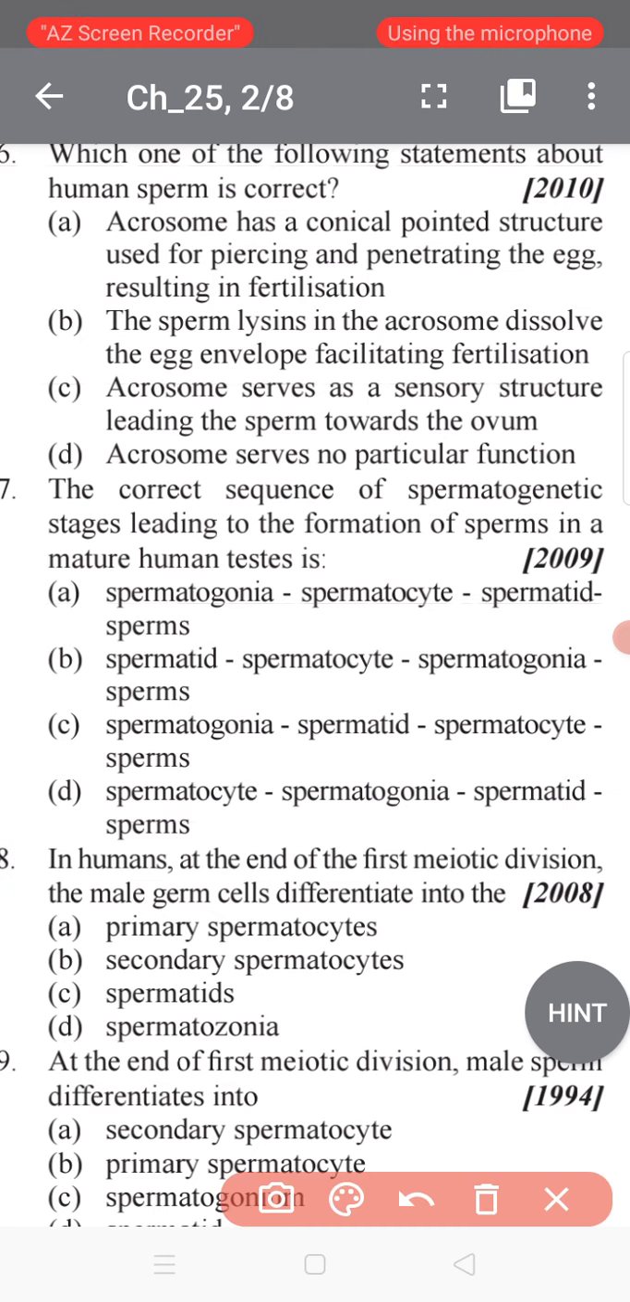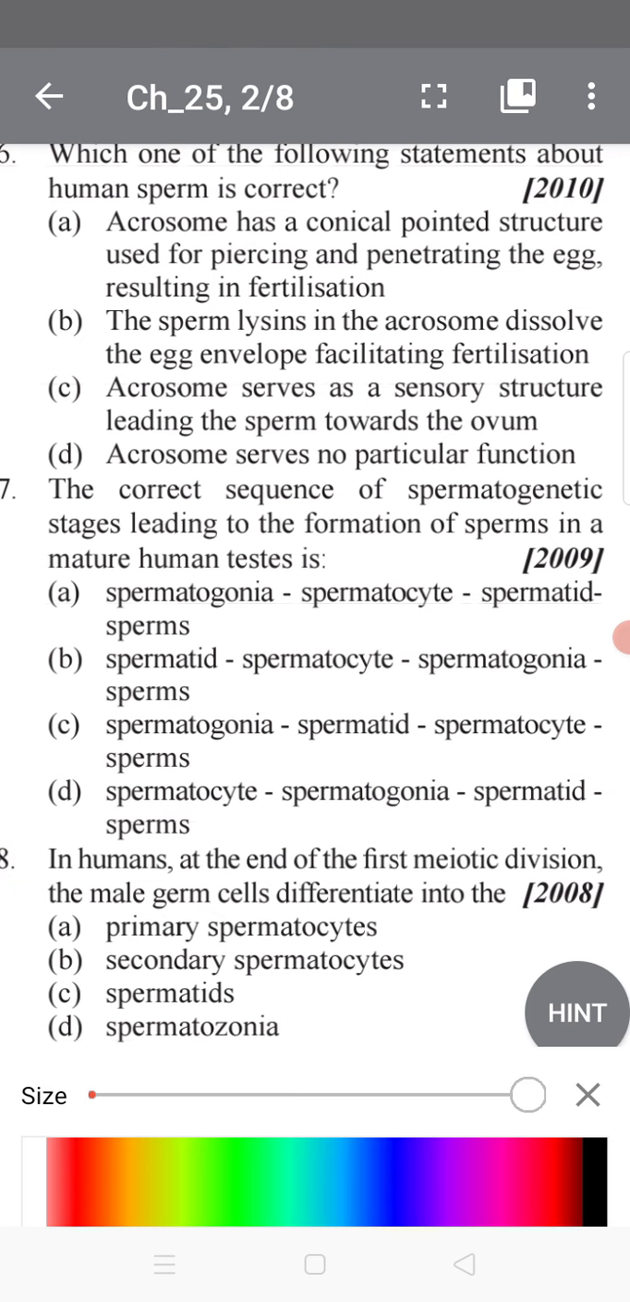Spermatogonia, a spermatocyte, a spermatid, and a sperm. A spermatid, a spermatocyte, a spermatogonia, and a sperm.